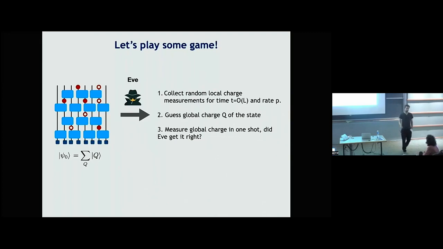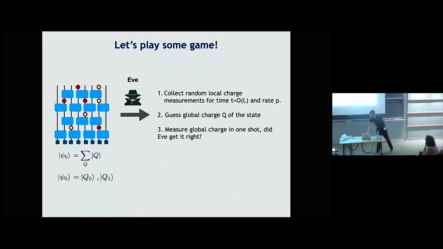record, okay? And so what you can do is, at the end, once you're done, in one shot, measure the charge of your system and see if Eve got it right. Okay, so it's a very well-defined game. And of course, Eve's goal is to make the best guess based on those measurement records. So there are many variants of that game.